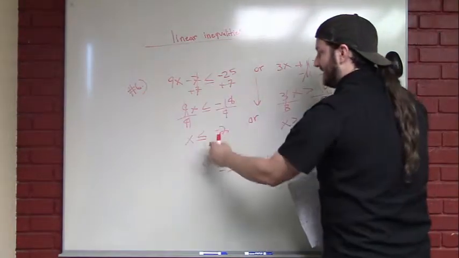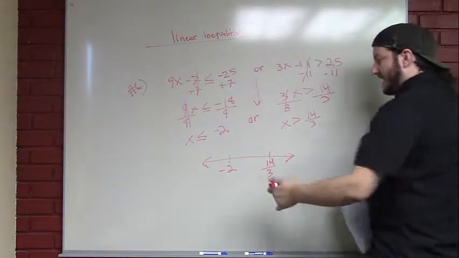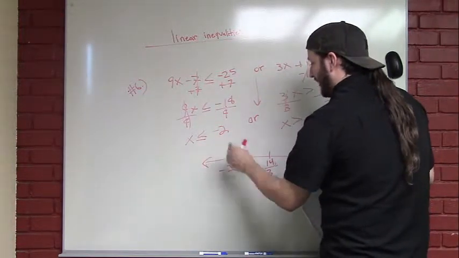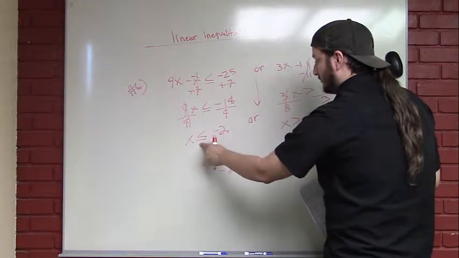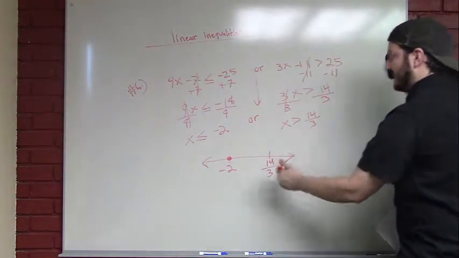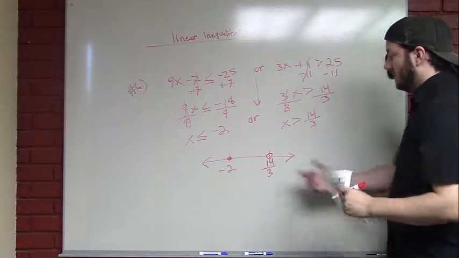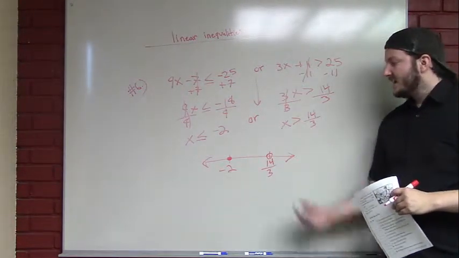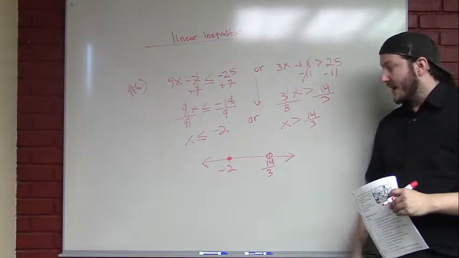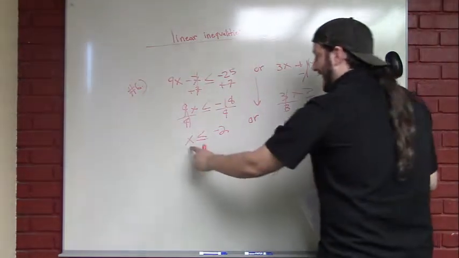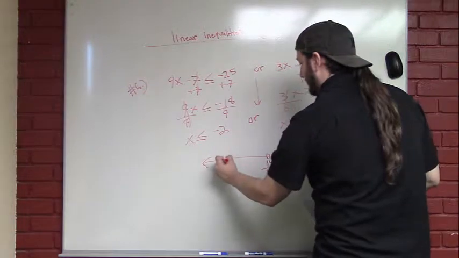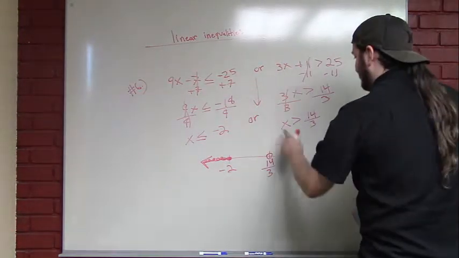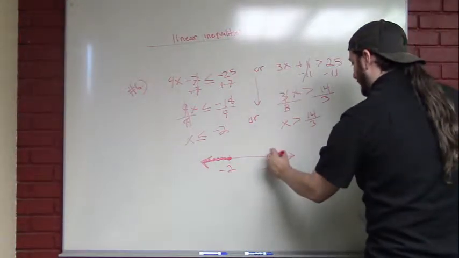Now, the reason I added this is because I just want to add more variety. This is going to be a closed circle because it has the equal to now. This one is going to be an open circle because there's no equal to there, okay? So that's why I wanted to show you a little bit of variety. So now we've got to graph it. x is less than negative 2, or x is greater than 14 over 3.